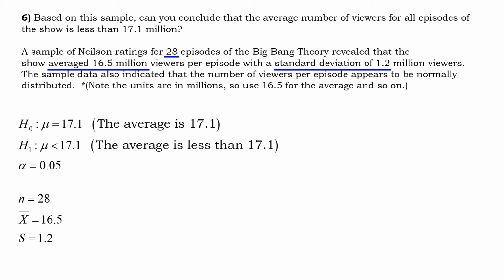Now, could we put the full number in? 17.1 million, we could write that as 17,100,000. We just have to make sure 16.5 million was written as 16,500,000 and s was written as 1,200,000. As long as you put all the zeros in for everybody, then they'd eventually cancel out and we'd be okay.